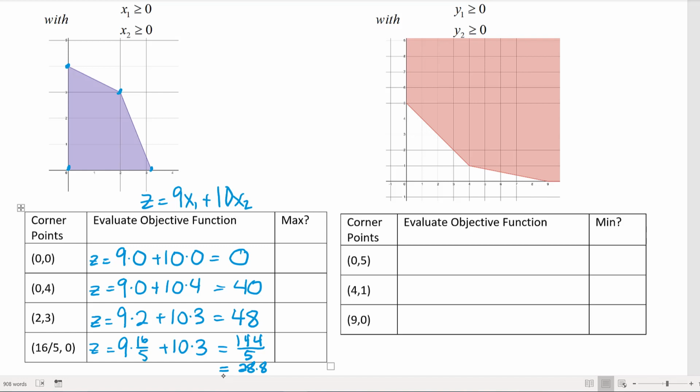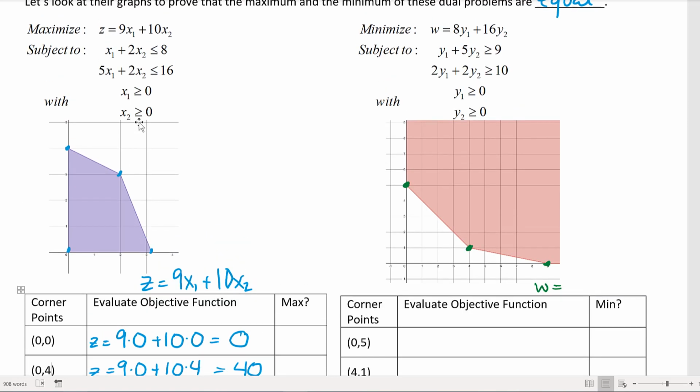So it turns out that my max value for this objective function is 48. That max value occurs at the point 2, 3 for the x variables. So I'm going to label this as my max and try the other values for the minimization problem. So the minimization problem shades out because of the inequality signs. We have a few points here. I've got 0, 5, 4, 1, and 9, 0. So I'm going to plug those in my objective function for my minimization, which is 8y1 plus 16y2.